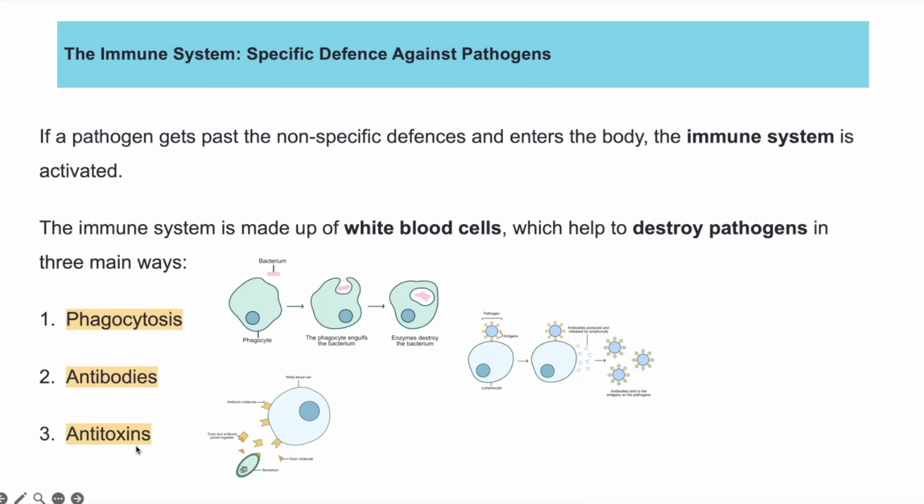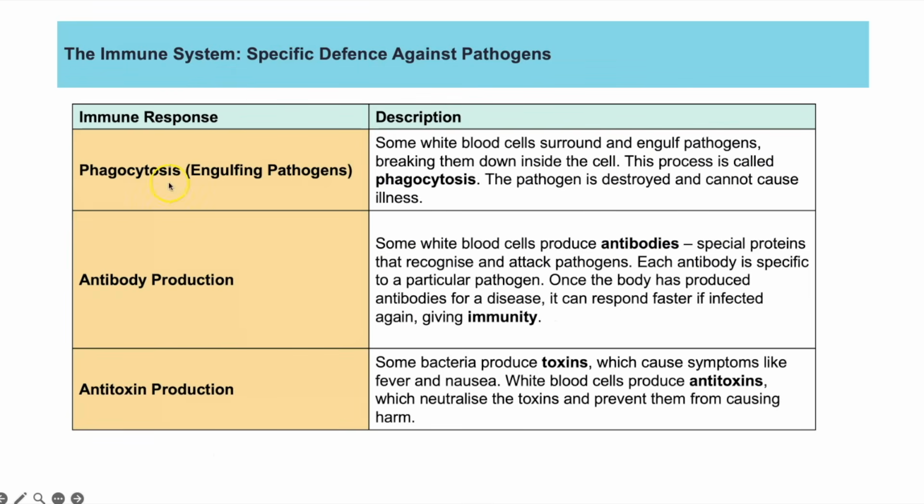Lastly, there's antitoxins, and we talked about how bacteria produce toxins, these poisons, which cause harm. So white blood cells can also produce antitoxins, which are complementary in shape to the toxin, which means it binds to them. It therefore stops the toxin from binding to your body cells, and that means the poison, that toxin, can't cause harm.